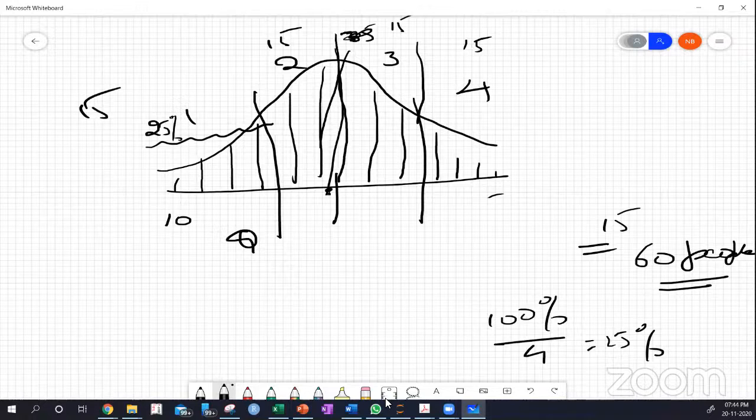To divide this distribution into four parts, how many values do you require? How many lines do you need? Three lines. Those three lines are called quartile 1, quartile 2, quartile 3. Quartile 1 will tell you, let's assume this is some number, that below this number there are 25% of the people. And Q2 is the same as the median, which is the middle one.